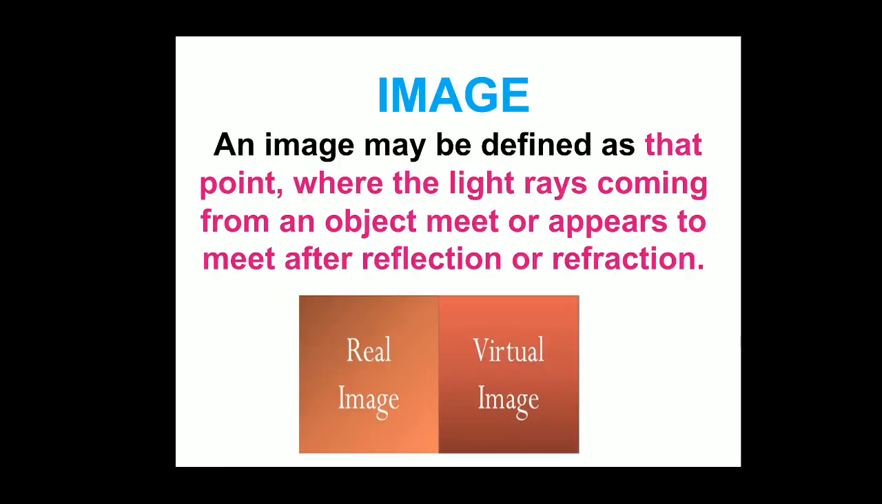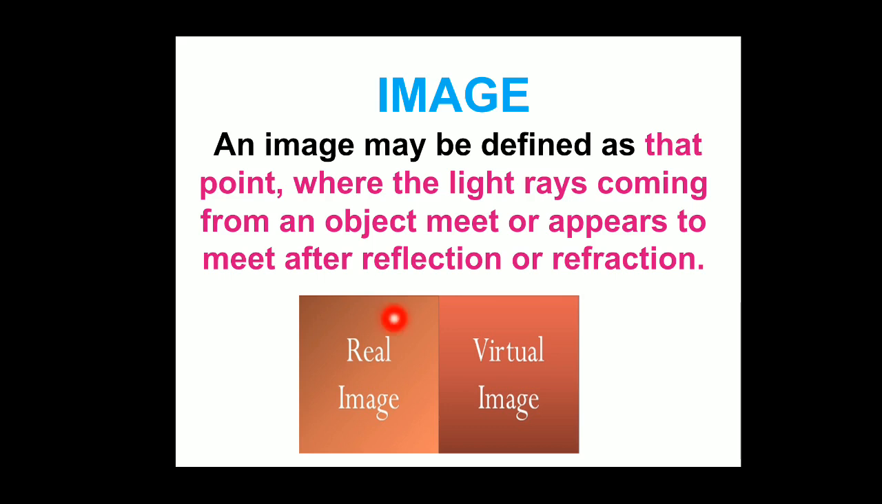When light from that object falls on a reflecting surface, then we get something. If you see your face in the mirror, you will see your own face. You show your hand, you will see that too. What you are seeing on the other side of the mirror is called the image. It's not only on the mirror, it can be on a water surface or any polished surface. That is called the image.